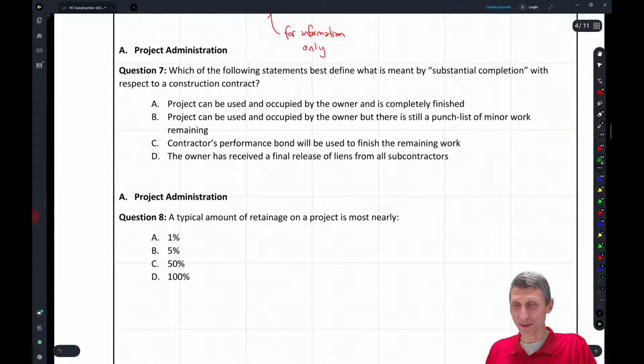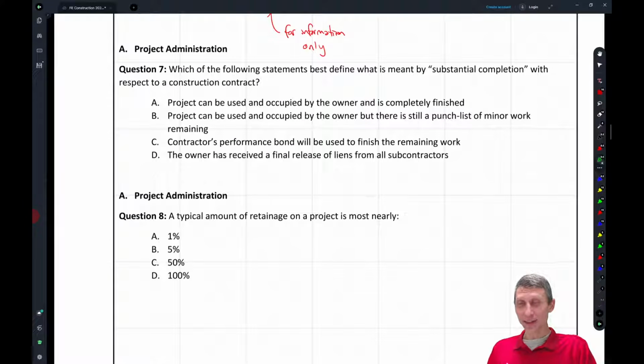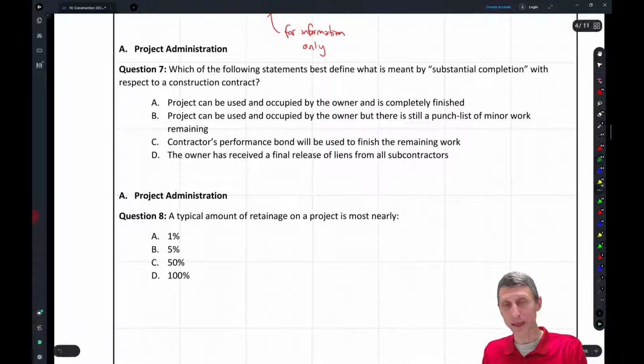Okay, so let's keep going here. Question 7. We'll get to numbers at some point, but let's go. Question 7: Which of the following statements best defines what is meant by substantial completion? So we've got the project, we did our submittals, we did our project meetings, they might be every week, every other week, whatever it is, but substantial completion. This is when the project eventually will hopefully get done, right? So what does substantially complete mean?